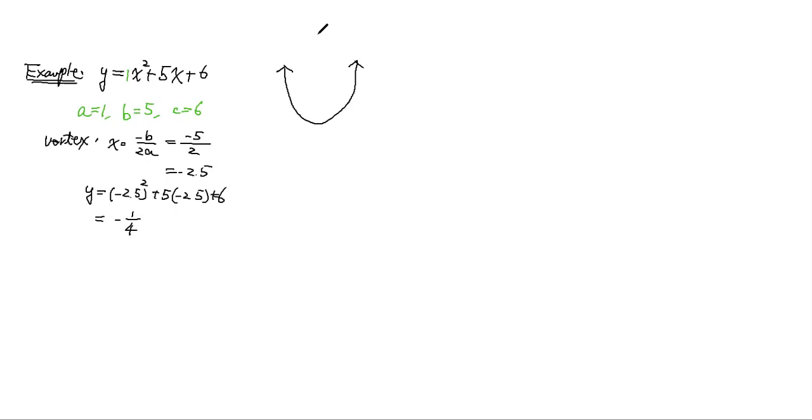Let me do the graph later. Okay, so now we have the vertex. The vertex is negative 2.5 and negative 1/4. All right, so then I know the axis of symmetry. The axis of symmetry is just the x value, right? So it's x equal to negative 2.5.